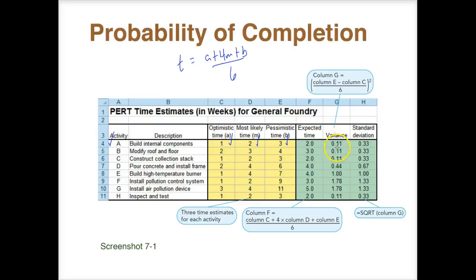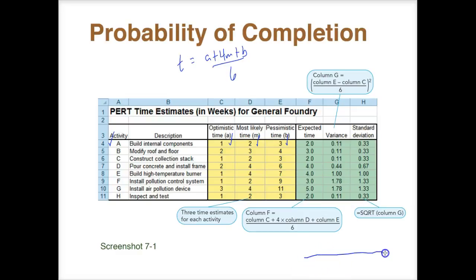Our variance is going to be 0.11, and our standard deviation here will be 0.33. So what this communicates is our expected time for that particular portion is going to be about 2 weeks. And based upon what happens, we know that we're going to vary about 1/10 of a week, and our standard deviation is going to be about 1/3 of a week.